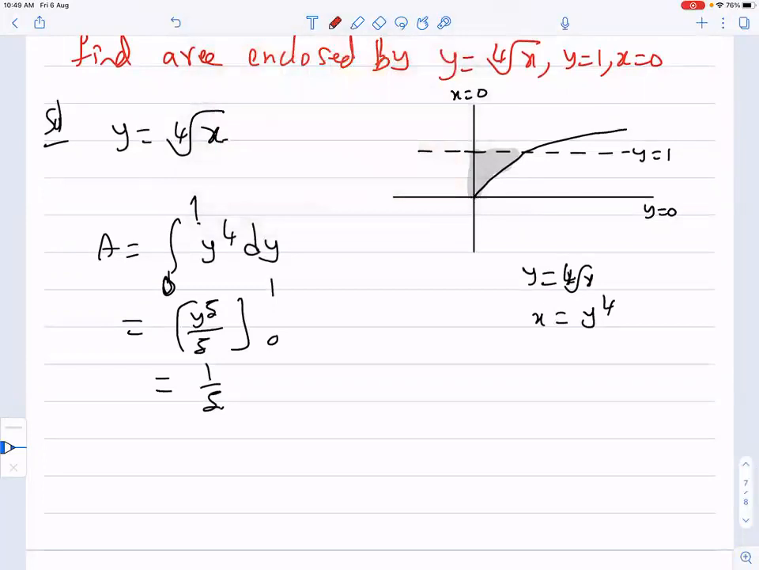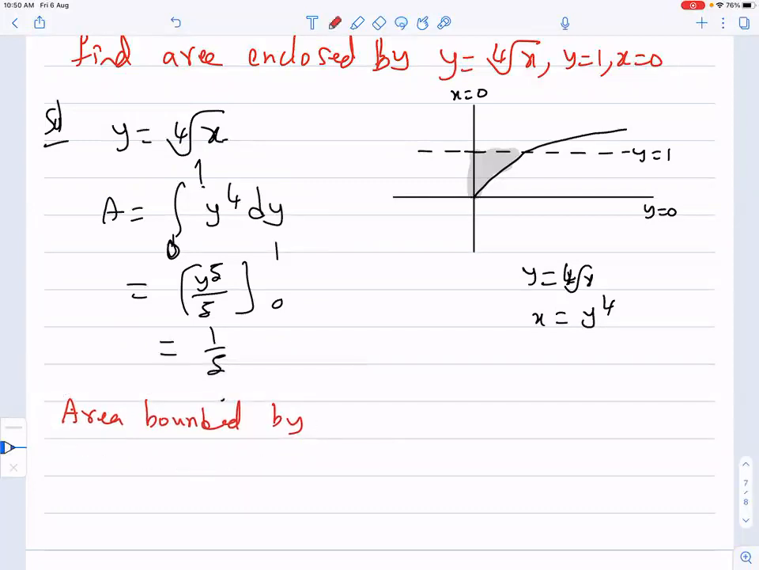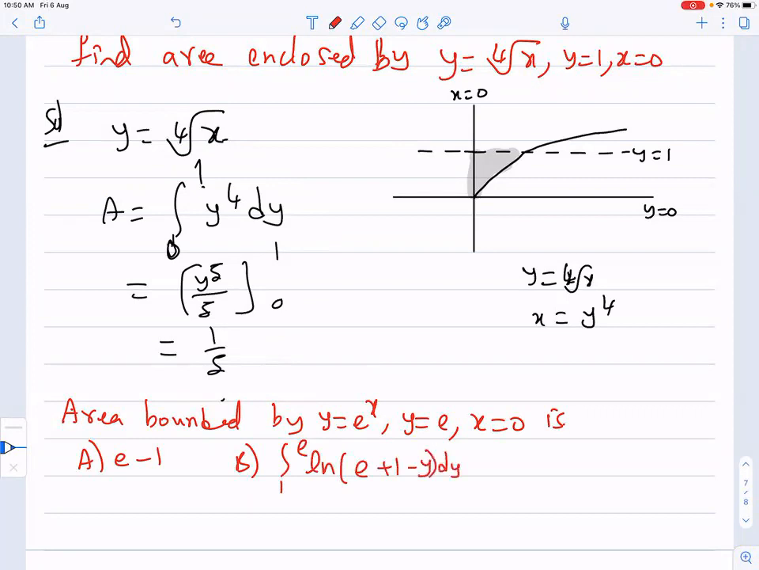And those who have done it can try this. Just a minute. There's a next question. Please try it.